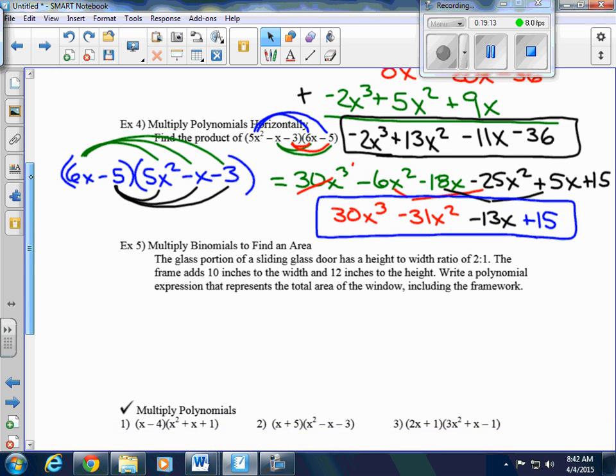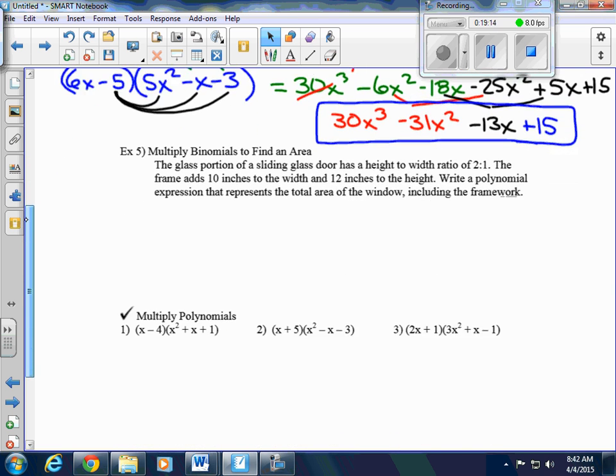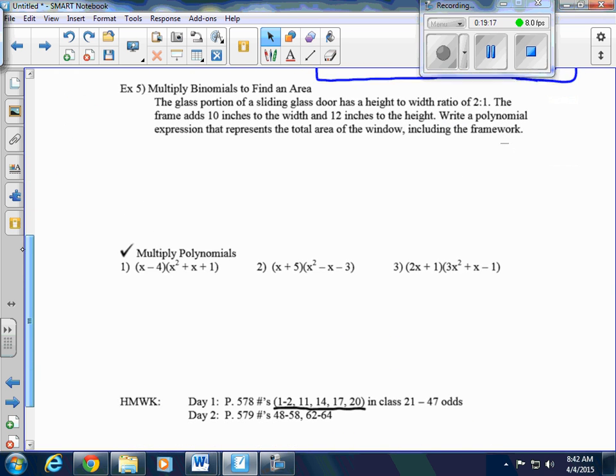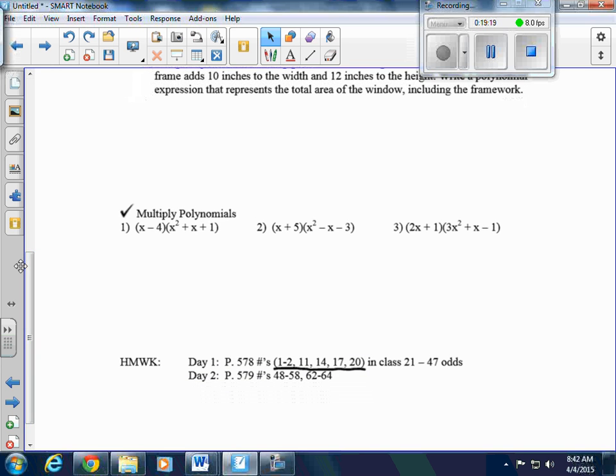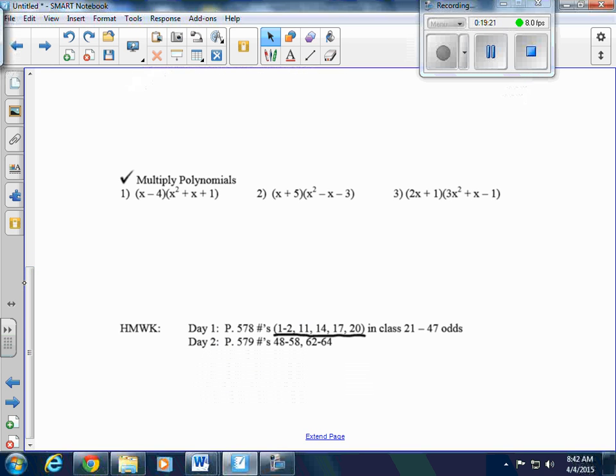All right, we're going to skip example 5 for right now, and we're going to jump down to the checkpoint questions. We'll do number 1 together, and then we'll have you do numbers 2 and 3 on your own. So again, I'm going to start by taking my x minus 4. And I'm going to take the x, and I'm going to do the distributive property.